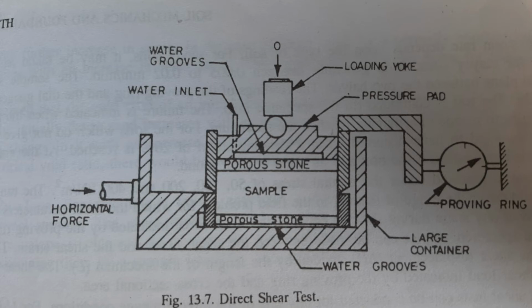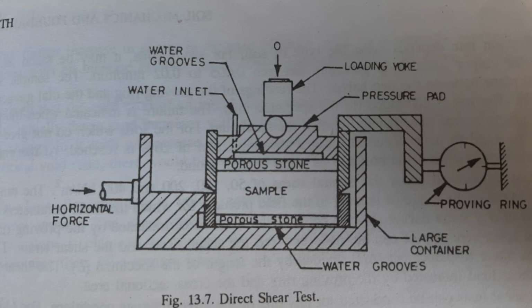Now the gripper plates are plain for the undrained test and perforated for the drained test, which can be done in this type of direct shear test. Now porous stones are also placed at the top and the bottom of the specimen in the drained test. Why have we provided pores? So that the water can easily drain out.